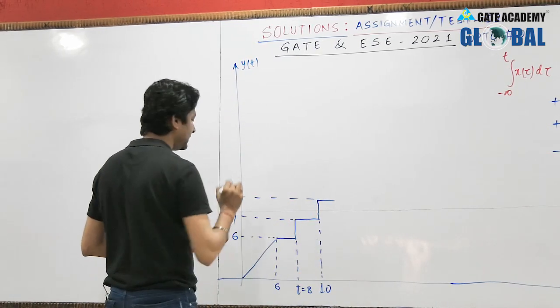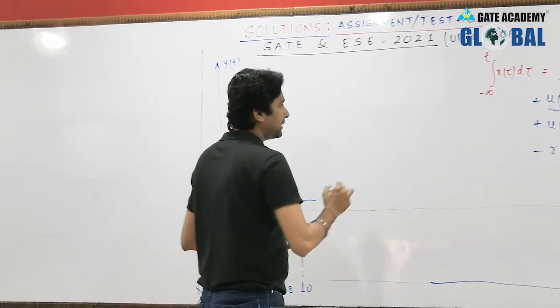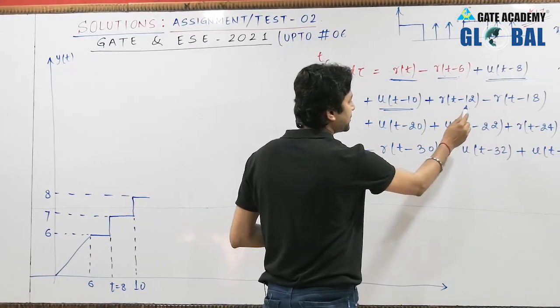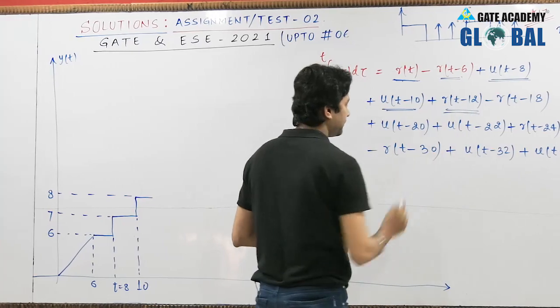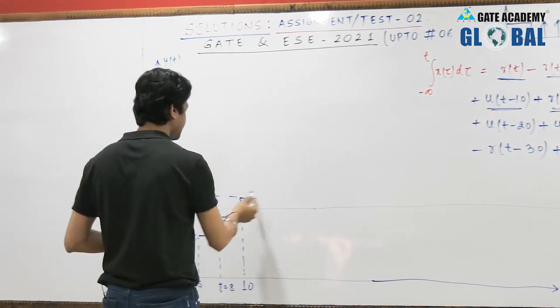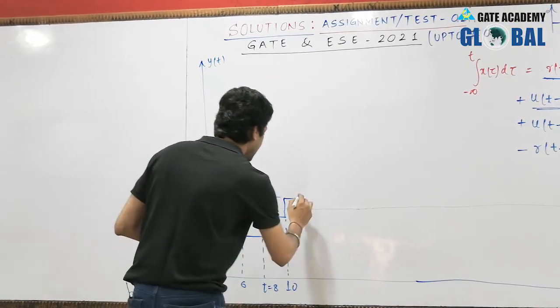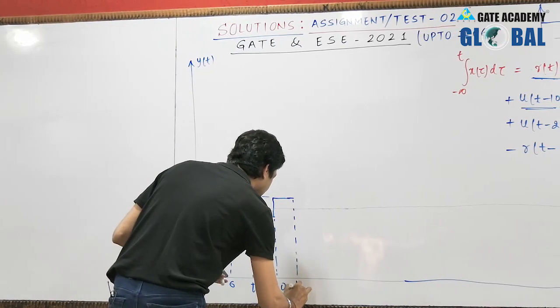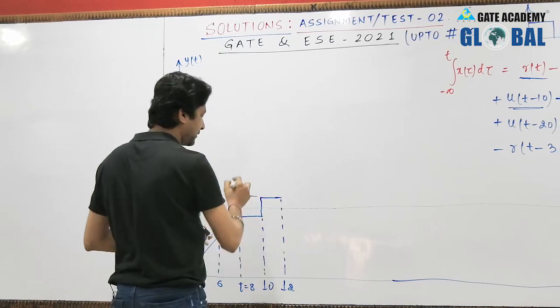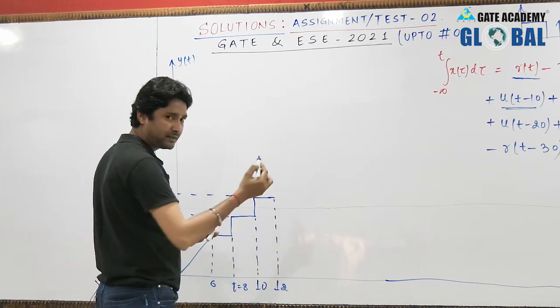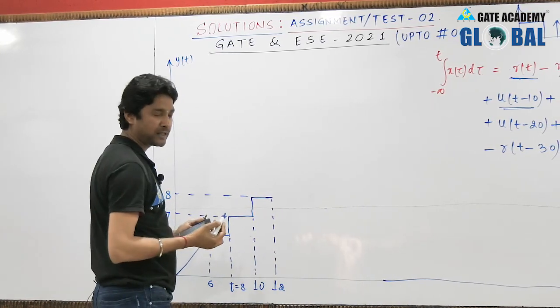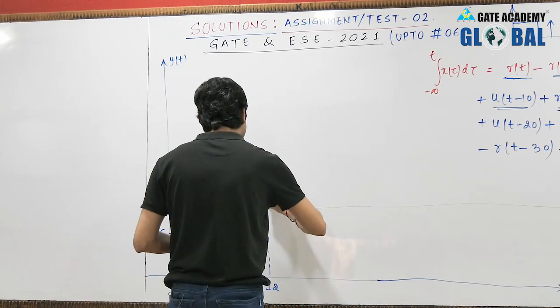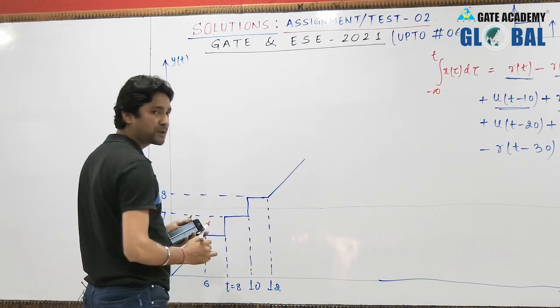Therefore, this value will be 8. After t equals 10 seconds, the next ramp is going to come at t equals 12. So at t equals 12, let this be the point t equals 12 seconds. After this t equals 12, the slope is 0, but a ramp is occurring having slope 1. Therefore, after t equals 12 seconds, there will be a ramp of slope 1.